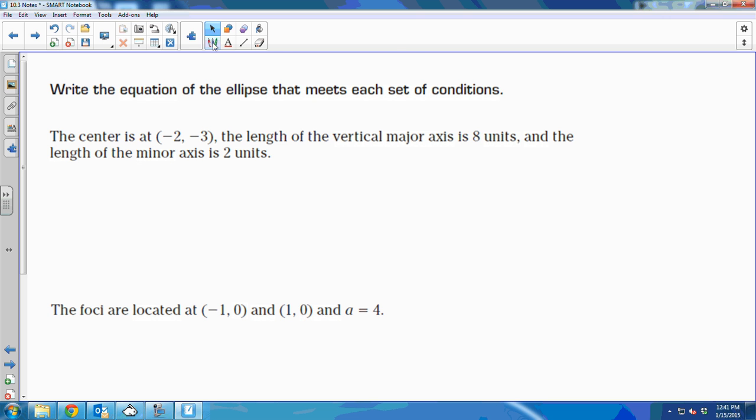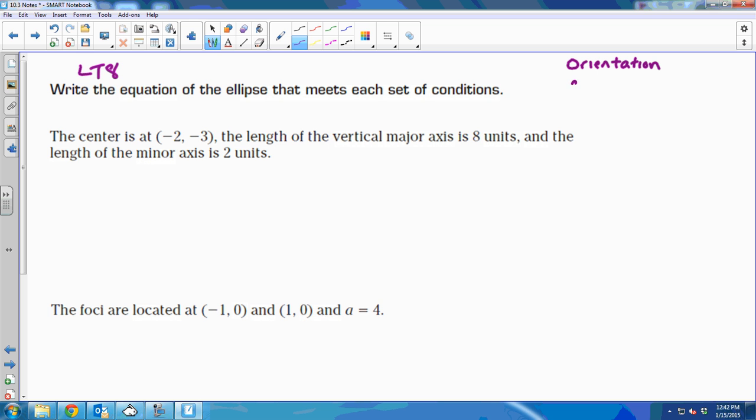Here's what you need to do for learning target 8. You're writing equations for an ellipse. You're going to be given information, you're writing the equation. You need 4 things to do that. You need to know the orientation. That means, is it horizontal or vertical? You have to know that. It depends on what your equation looks like.